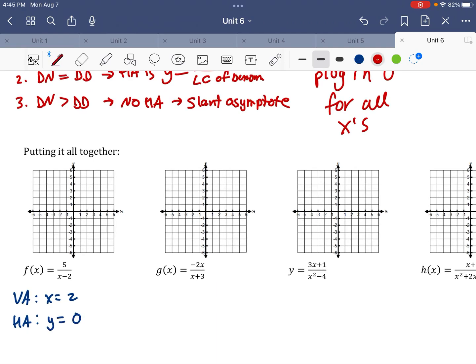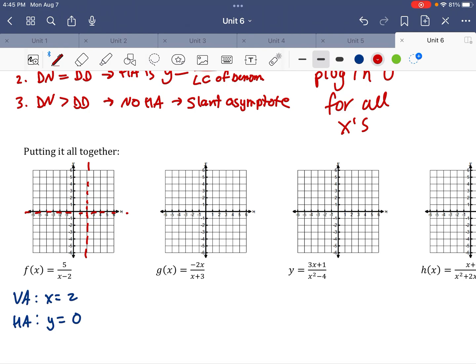So let's draw those on there. x equals 2, y equals 0. And I notice that there's no reflection, so this graph is going to be kind of like the normal graph we started with at the very beginning of the video. All right, and let's find a couple other important things.